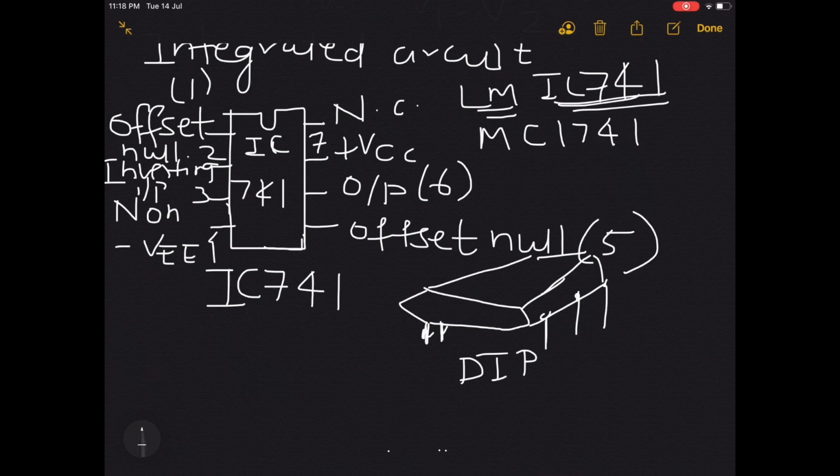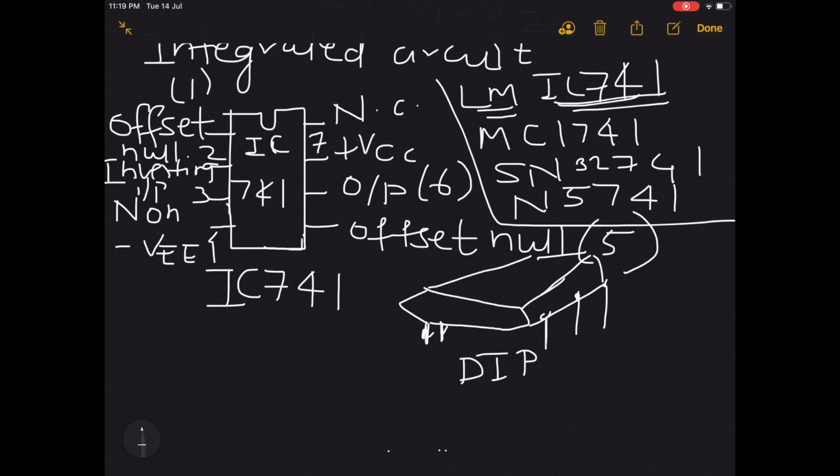Then Texas is SN72741, and if it is Signetics, then it is N5741. Like this, numbers are there. There may be any number, and from that you should come to know which company it is from. The flat package is more reliable and lighter than the DIP package, and it is used for airborne applications. The DIP package is the best choice for op-amp experimentation and breadboarding purposes.